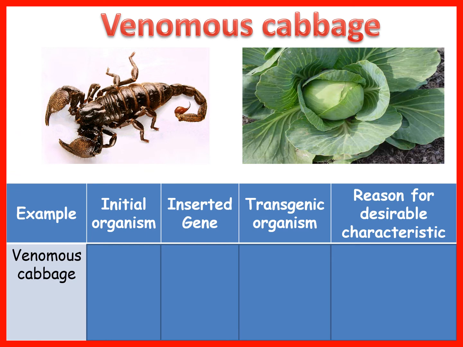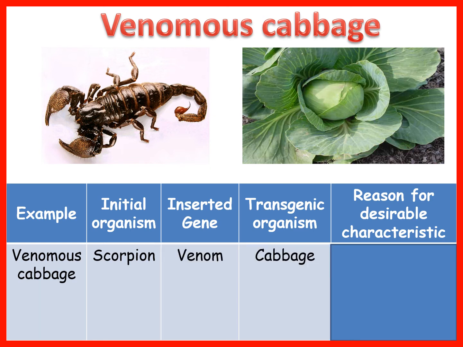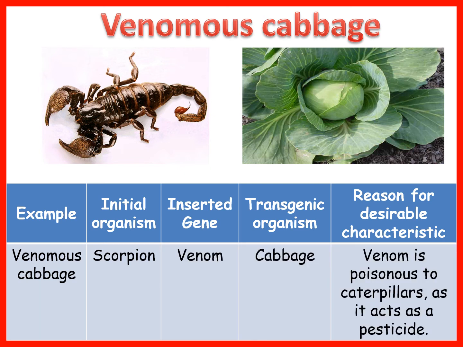So why would you want to do this? In this case, the venomous cabbage, we start off with the scorpion, and the gene that we're inserting into the cabbage is the venom gene. And the big reason for doing this is the venom is poisonous to caterpillars, so it can act as a pesticide. Clearly, you wouldn't use a venom that's poisonous to humans. It'd just be one that's poisonous to caterpillars, and that would be very helpful. And note that the cabbage wouldn't naturally have this venom, but now it has the instructions to make it because we have artificially inserted the gene which we obtained from the scorpion.